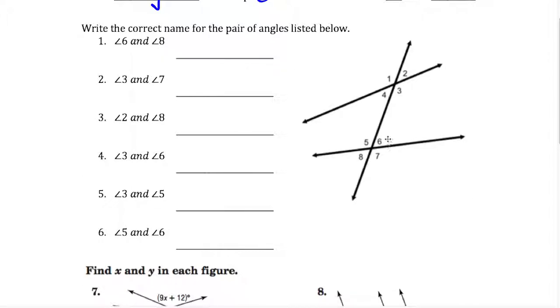So if we look at angles 6 and 8, what type of angles are they? Those are vertical angles. Right, they are vertical angles.